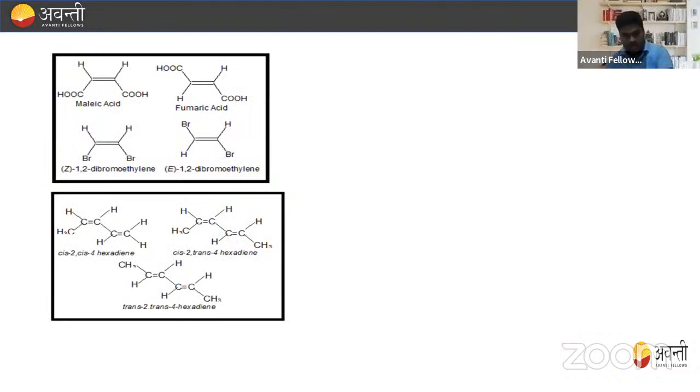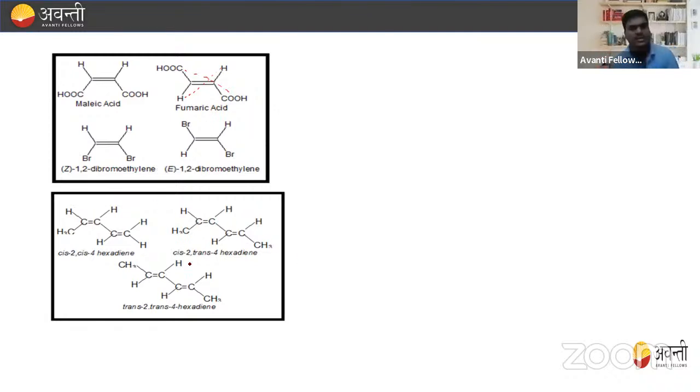Now, an example is maleic acid. We can observe that here we have H and COOH, so two different groups. Here also we have two different groups. So this will show geometrical isomerism, and this will also show it. This is the cis form and this is the trans form, right? This is a trans form because these two H are opposite to each other. And this is also trans, and this is the cis form.